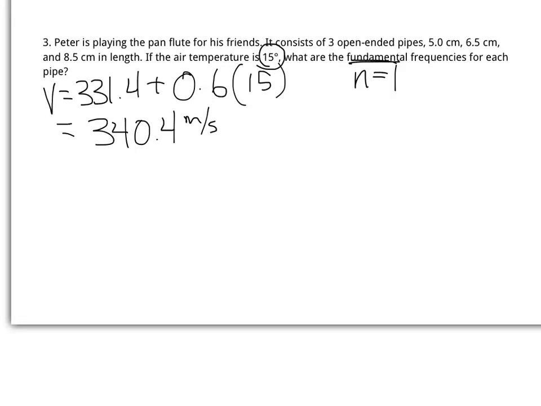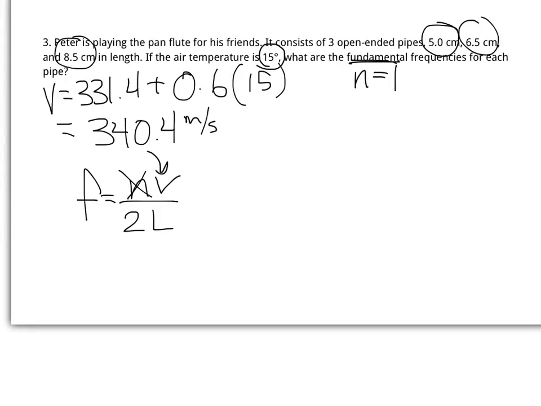Fundamental frequency means first harmonic. So the n is going to equal 1 in all of these calculations. And that frequency is equal to nv over 2 times the length of the pipe. So this 340 is going to go in for our velocity. 1 is going in for n, which essentially removes that from interest for us. And then these numbers here are going into the length calculation down here.